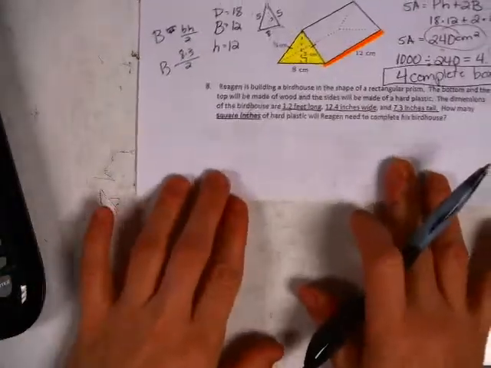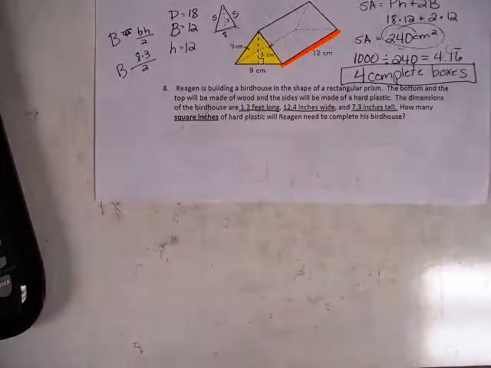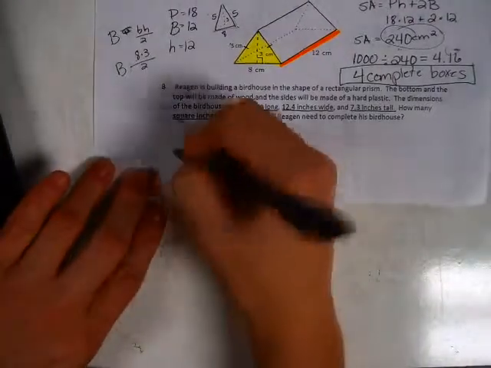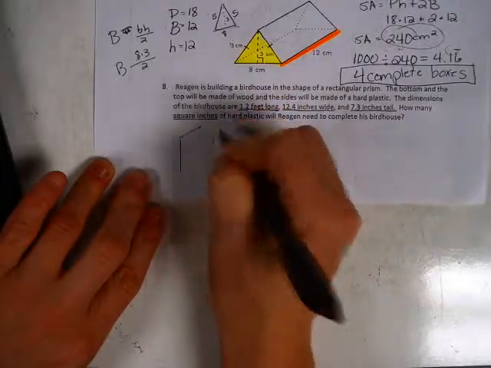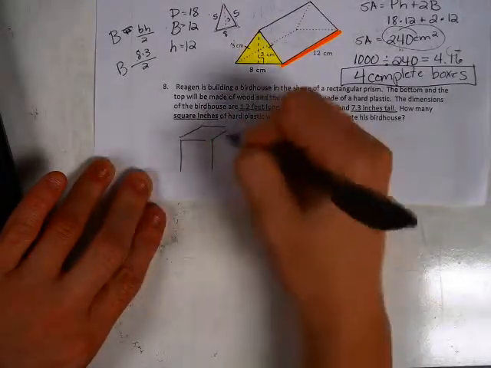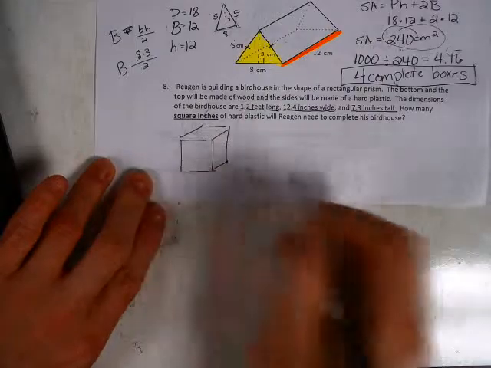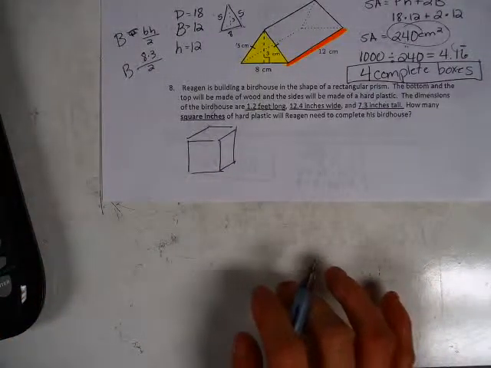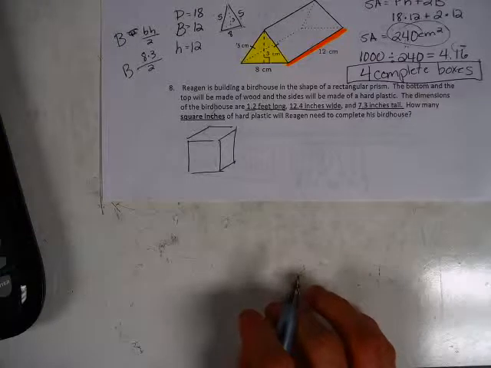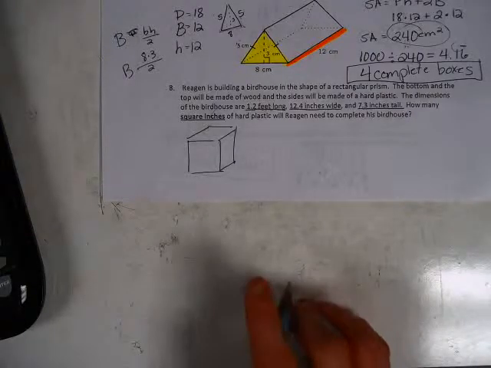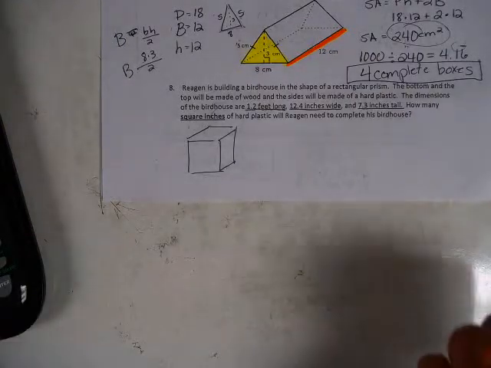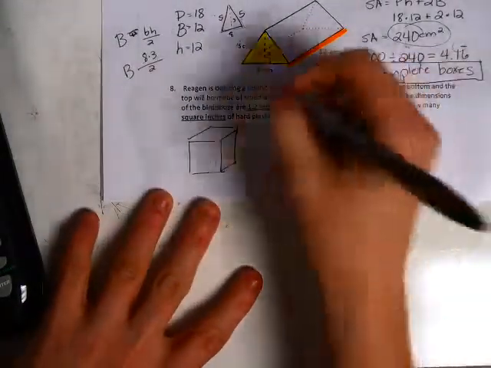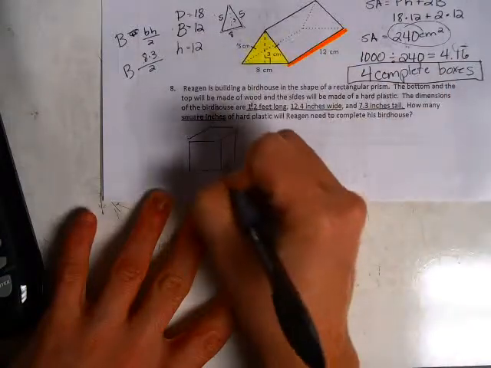Now it says, Reagan has a house in the shape of a rectangular prism. So, there's my rectangular prism. The bottom and top are made of wood. The sides are hard plastic. The dimensions of the birdhouse are 12. Oh, I forgot to tell you, this should be 10.